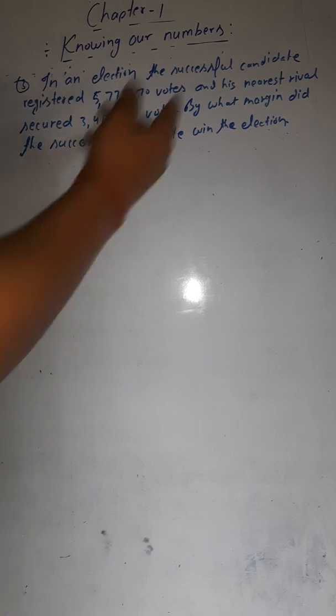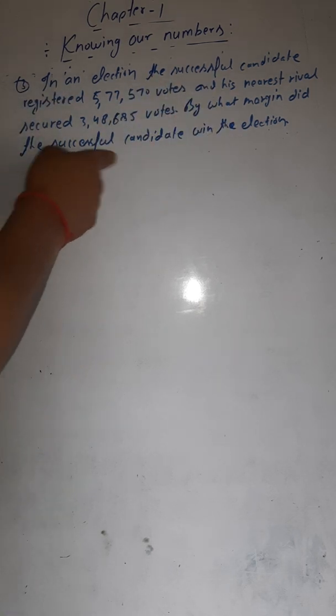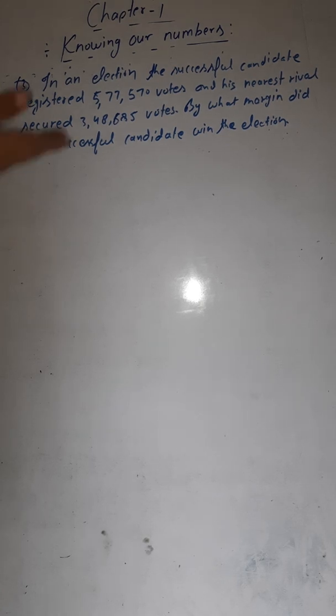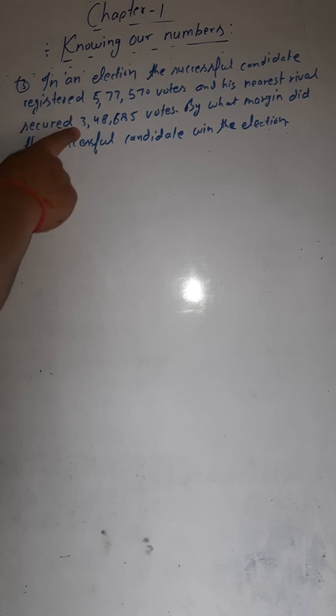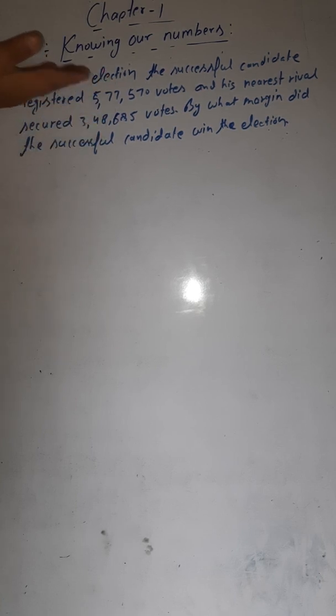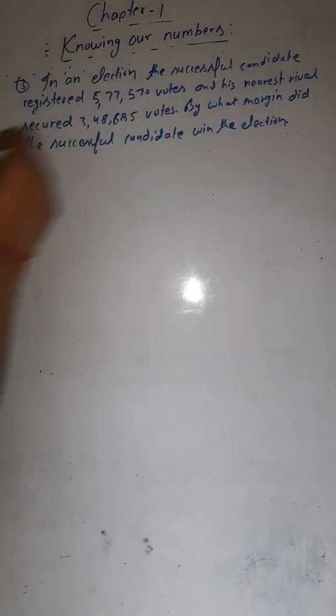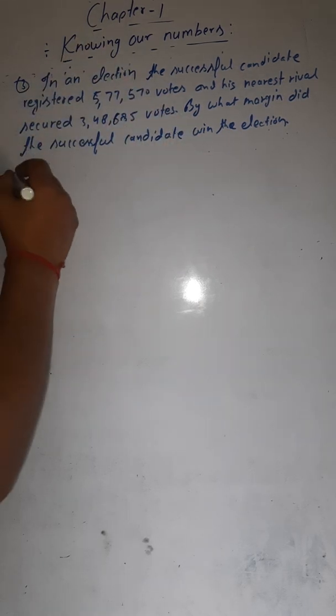So by what margin did the successful candidate win the election? How many more votes did the winner have? This margin you have to find out. These are the votes of the winner and these are the votes of the loser. How many more votes the winner is having, that is the margin of the votes. So how will you solve this?